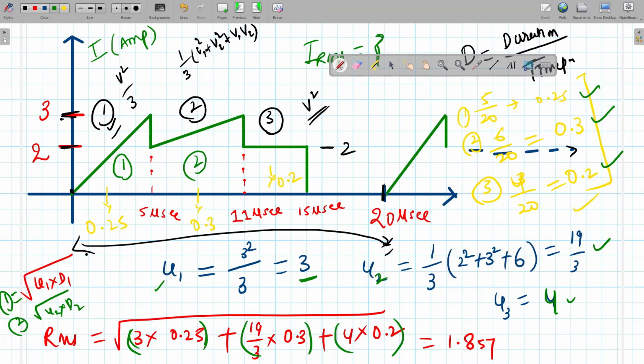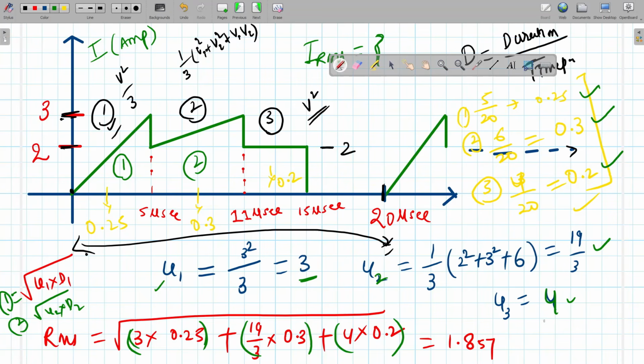Everyone is getting this answer? Sir, I have already calculated under root U1 D1, then I have separately calculated them. You can try once. Let me calculate again. First, I will calculate without under root. So 3 into 0.25 plus 19 by 3 into 0.3 plus 4 into 0.2. This I am getting as 3.45.